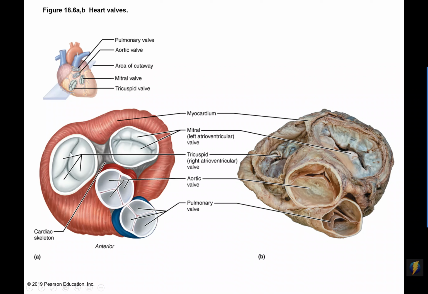So all of the heart valves, with the exception of the left AV valve, have three cusps, essentially little flaps of tissue that, again, open or close depending on the pressure inside the atrium and pressure inside the ventricles. The left AV valve, the mitral valve, is the only one that is bicuspid, two cusps. The rest all have three cusps.